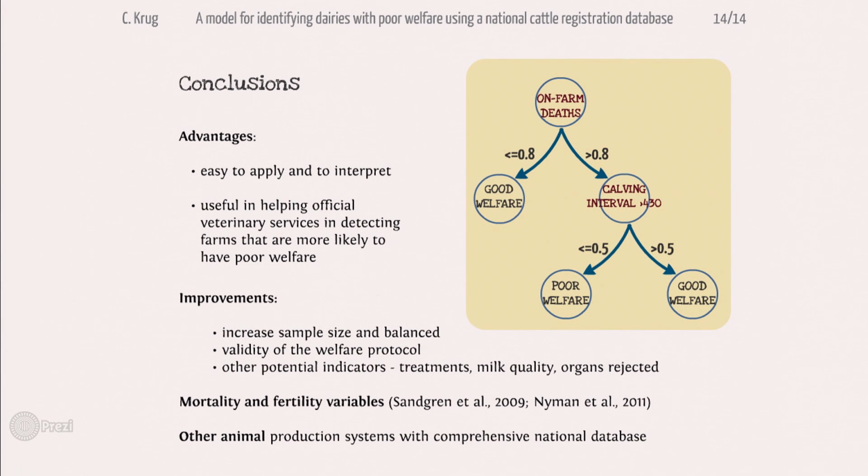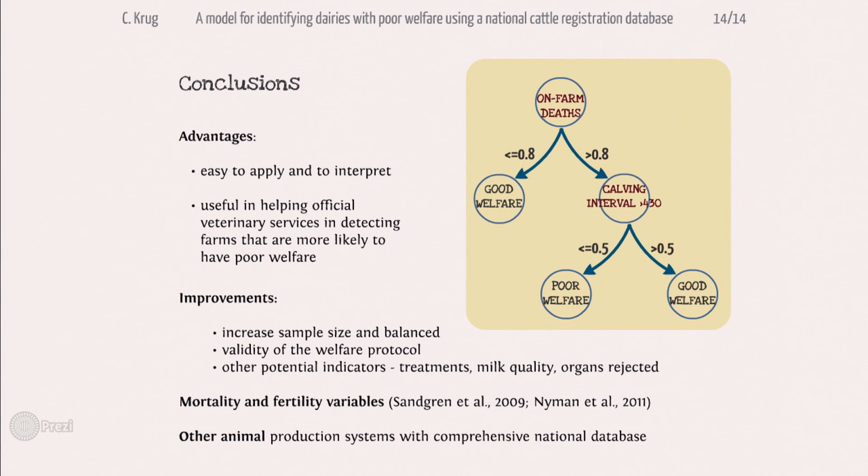There are other potential welfare indicators that could be useful, but they weren't present in our database, such as the treatments used on the farm, the milk quality, specific organs rejected at the slaughterhouse. Mortality and fertility variables were already identified by other authors as potential welfare indicators from other countries, such as Sweden and Denmark, for Sanguine and Niemann. And so maybe our model could actually be applied in other countries and not only in Portugal.